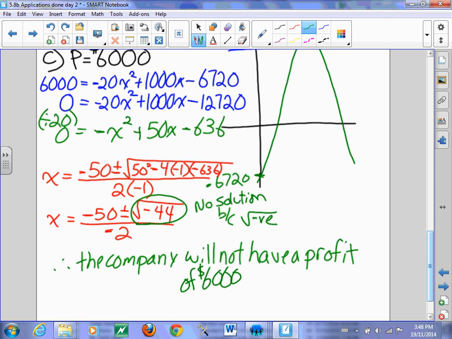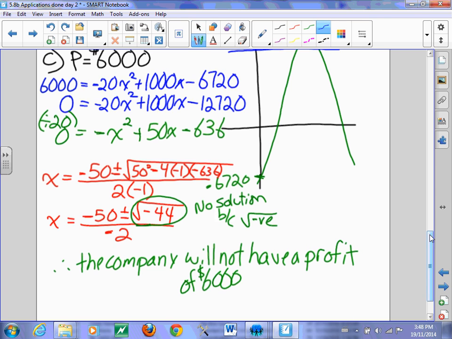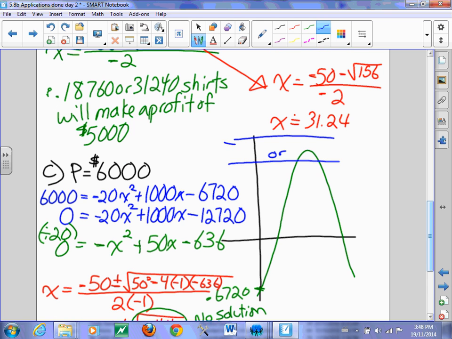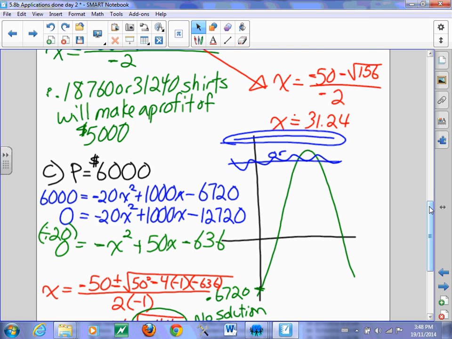Okay, so what does that mean, folks? If I go up to my graph quickly, that means that it in fact was this line. Okay, so this line didn't exist, and we don't know that yet. Okay, and again, if you're wondering about what would the maximum number of shirts be or maximum profit, save that for Unit 6, folks. That's coming up.